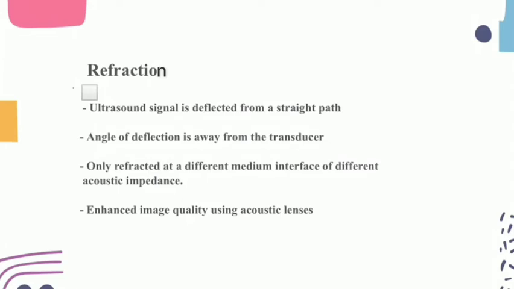It occurs when the ultrasound signal is deflected from a straight path and the angle of the deflection is away from the transducer. Ultrasound waves are only refracted at a medium interface of different acoustic impedance. Refraction allows enhanced image quality by using acoustic lenses.